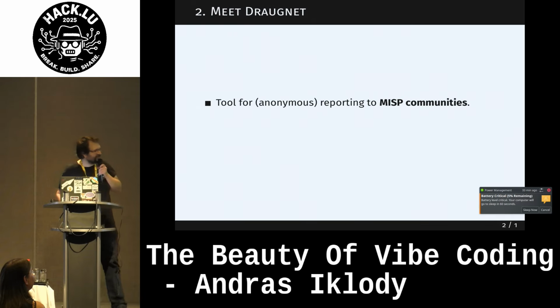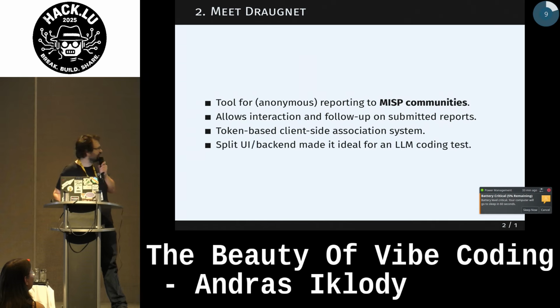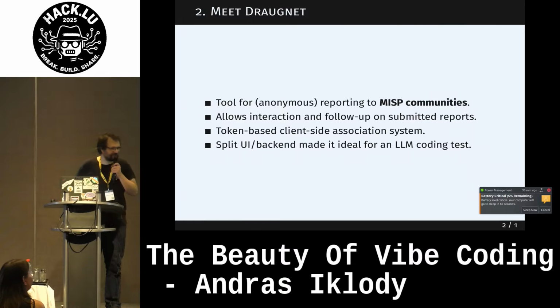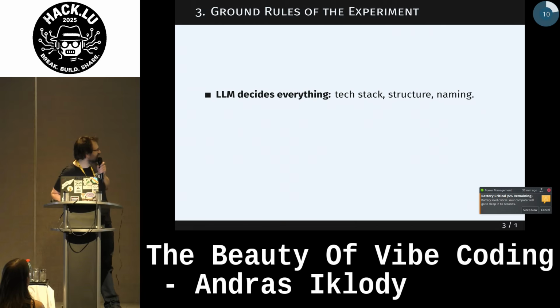So just a little bit about Drognet, what it is. It's a tool basically for anonymous reporting to MISP. It allows some interactions with the data submitted afterwards by the users, and it's a token-based client association system. But the interesting part here is really that the UI and the backend were split, and the UI in itself has no risks. It has no data storage, so it felt like a low-risk application to test vibe coding on.